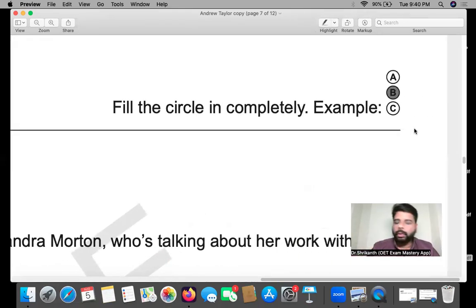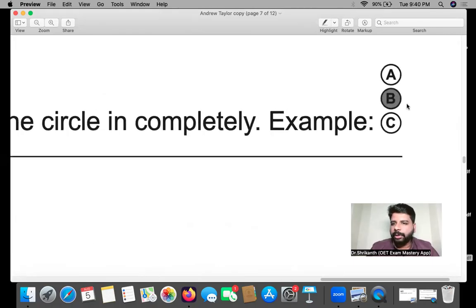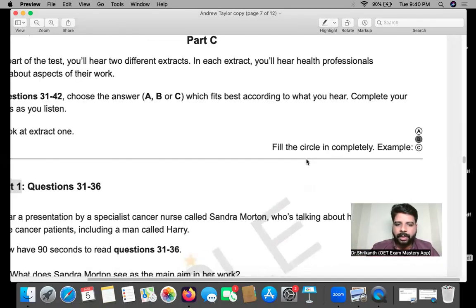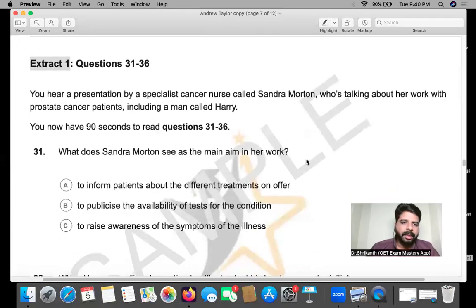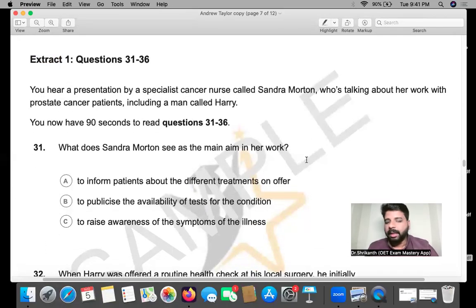So with your pencil, a 2B pencil, if you choose answer option B as the correct answer, then this is how you should shade it. You should just simply shade answer option B like this. That is the instruction over here. So let's see what we are dealing with today.